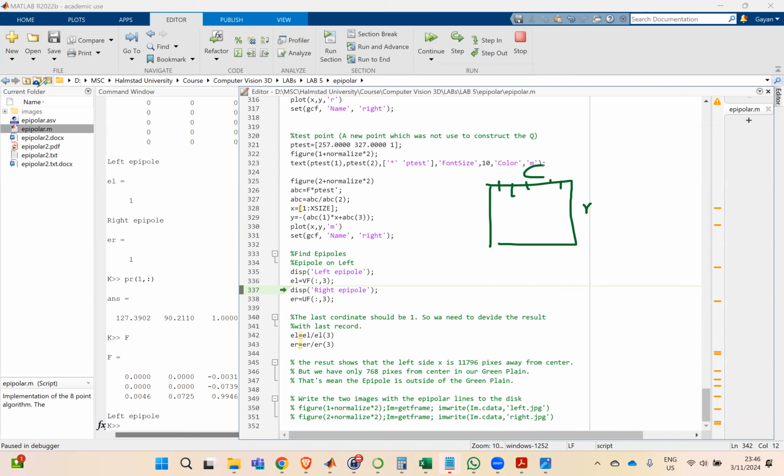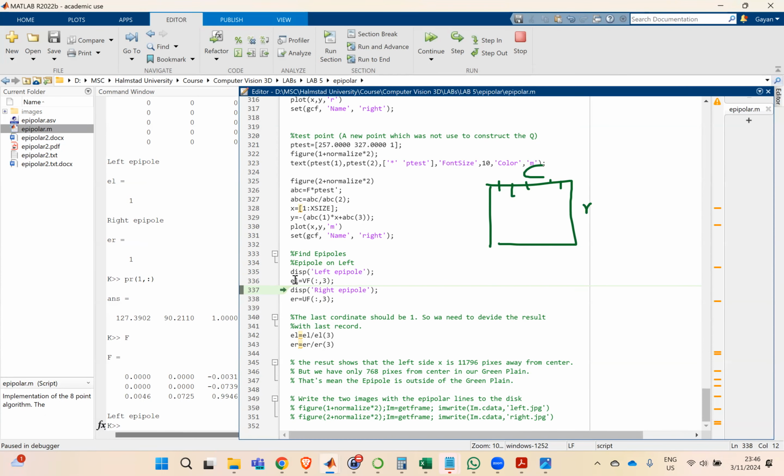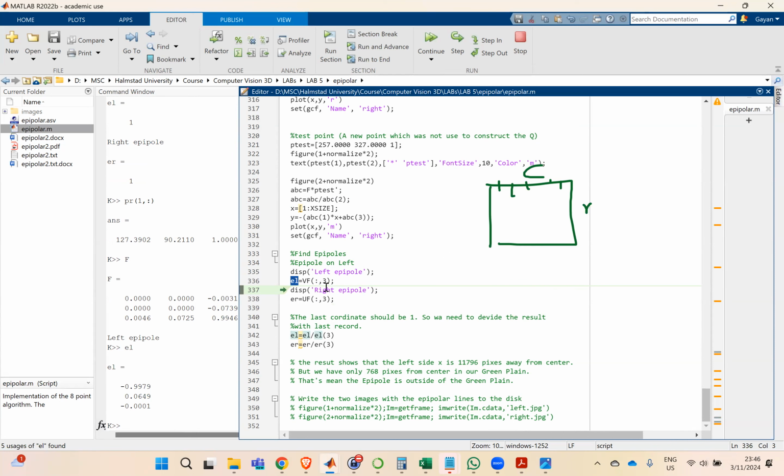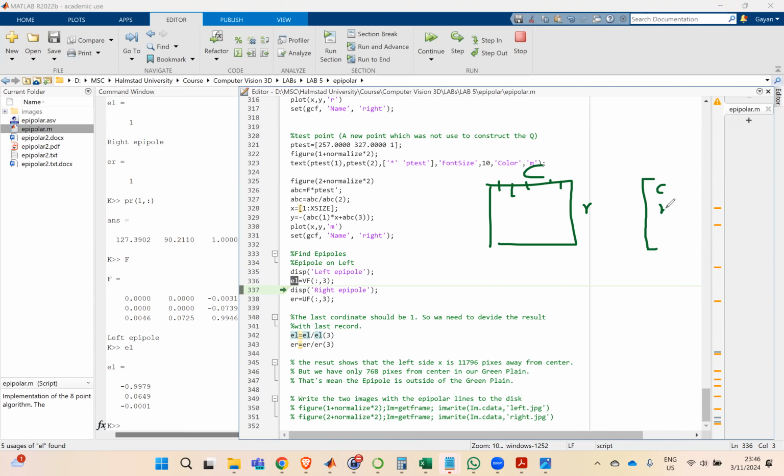When we look at the epipole, we need to multiply. Just type EL here. The values for the epipole should come as column, row, and 1. We are getting 0.001 for the last value, but we know it should be 1. That means we need to multiply everything by 1000. When you multiply everything by 1000, what value do you get here?